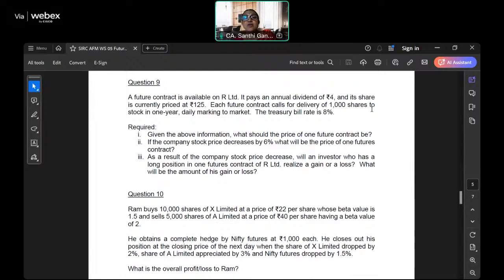Each future contract calls for delivery of 1,000 shares in 1 year, daily marking to market. Treasury bill rate is given. Then, if the company's stock price decreases by 6%, what will be the price of one futures contract? Then, as a result of this price decrease, will an investor who has a long position realize a gain or loss? And of course, what will be the amount of gain or loss? You can try this.